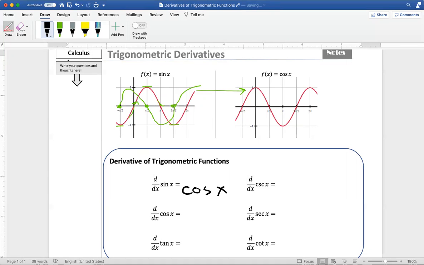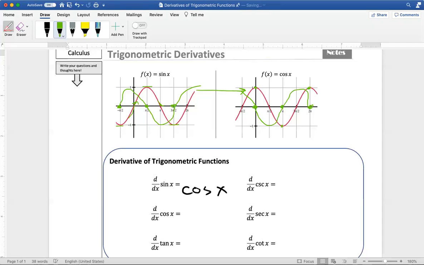So let's do a similar thing for cosine. Remember, the derivative will be 0 at the tops and bottoms of the function. So the derivative will be 0 at pi and at 2 pi. When the function is increasing, the derivative is positive. When the function is decreasing, like between 0 and pi, the derivative is negative, and then increasing, positive again.